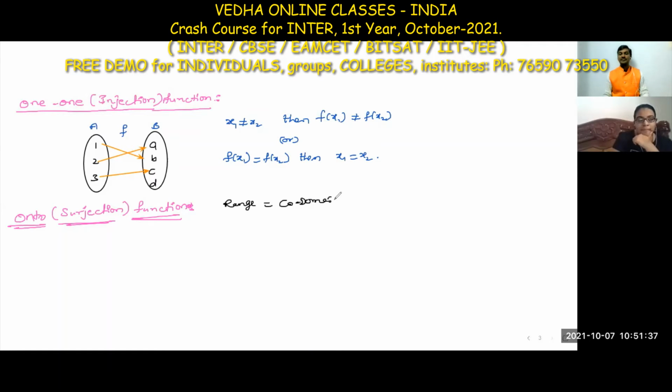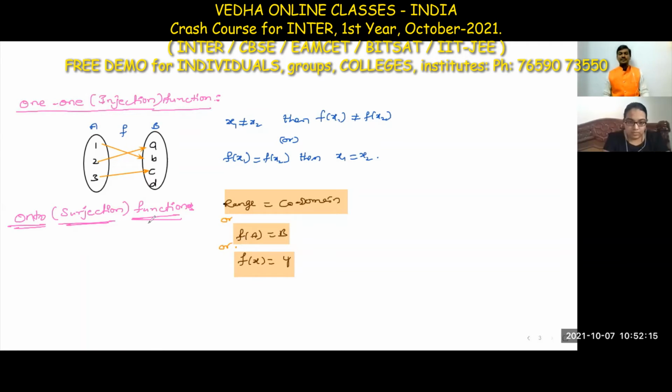Or what is another way? f of a is equal to b. This is the range and this is the codomain. Or we can also write f of x is equal to y. We can prove any one. So all are the same here. Either take range equal to codomain, or f of a equals b, or otherwise f of x equals y. We can prove any one.